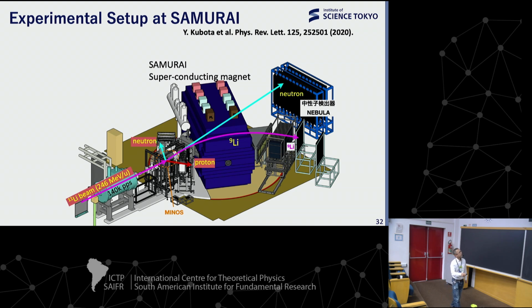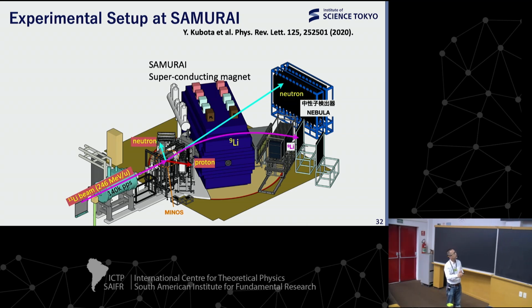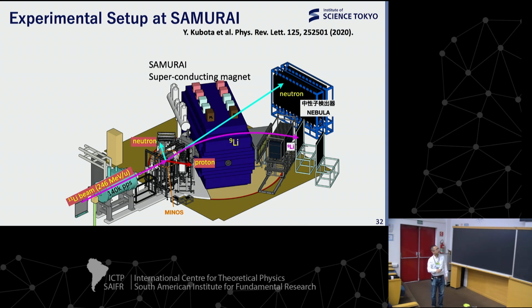This liquid hydrogen target we call the MINOS target. It's rather long, I think 10 centimeters or so, of liquid hydrogen surrounded by a time projection chamber which can track the recoil proton, so that we know the vertex point event by event. And the lithium-9 is bent by the dipole magnet. This is also a superconducting magnet, and it has a large gap in which the neutrons just go through into the neutron detectors called NEBULA. So we measured everything like this.